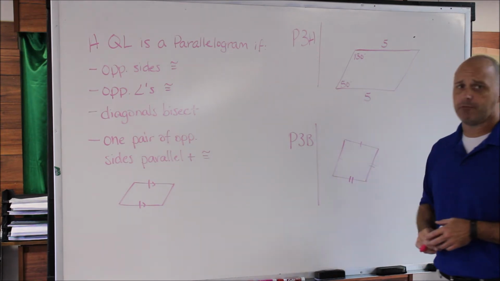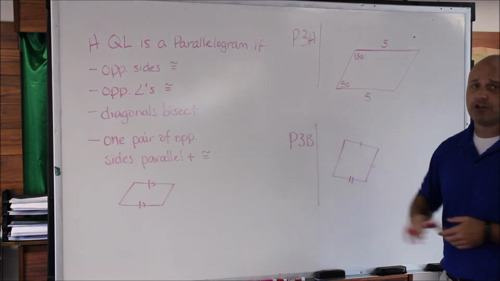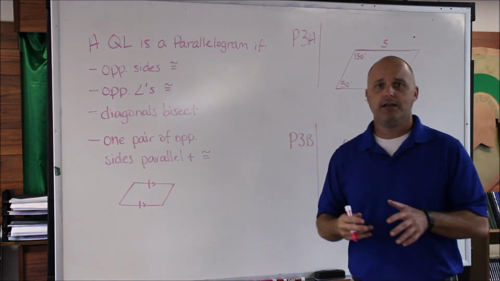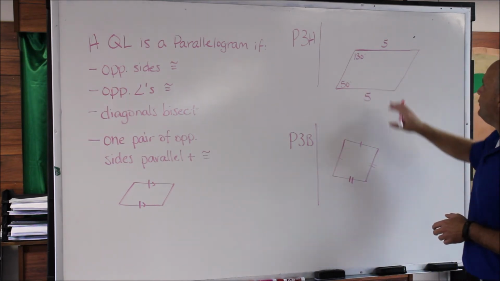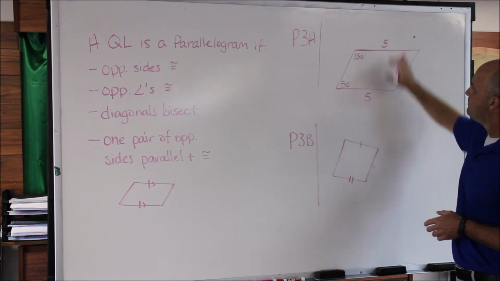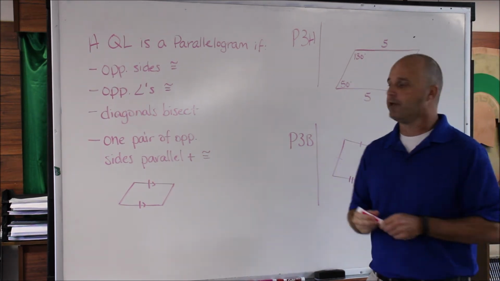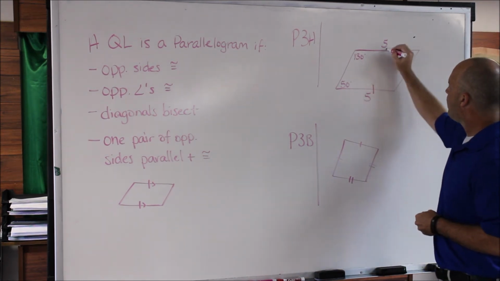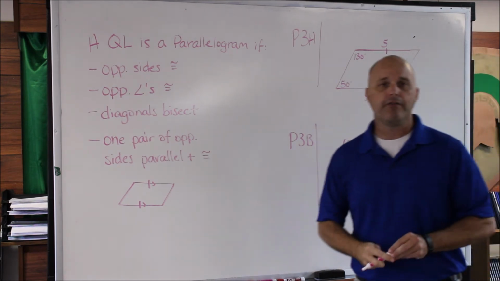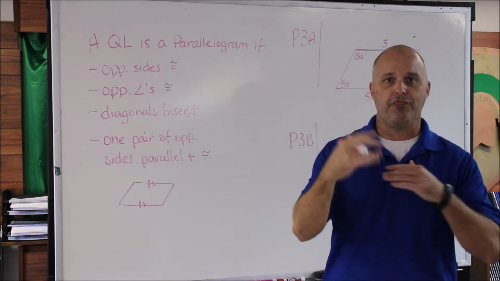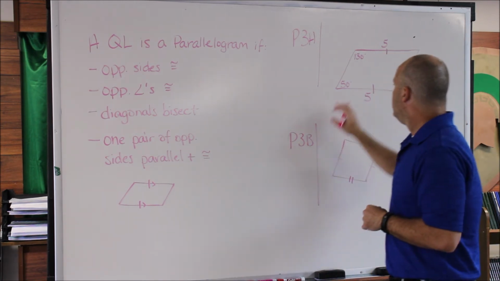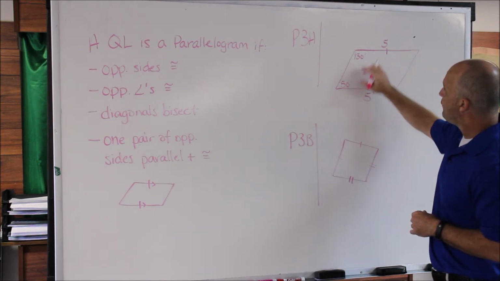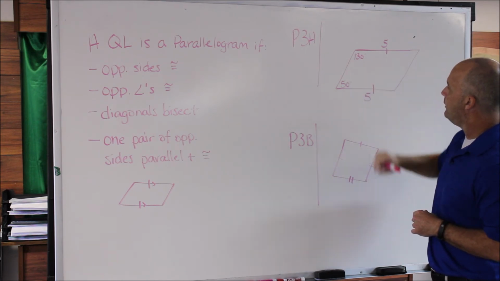If we go over to problem number 3a, we're being asked to determine if there's enough information to say that this is a parallelogram. So what we're going to do is take a look. We've got this top and this bottom. We know that they're congruent because both of them are 5 units long. Now we've got to figure out if the top and the bottom sides are both parallel or not. So we've got 50 and 130, so 50 degrees and 130 degrees.